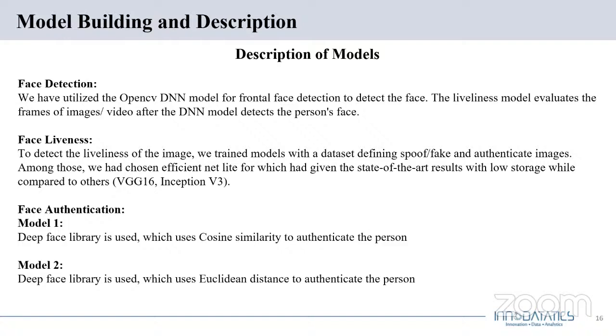So we have used two distances. As we all know, cosine similarity identifies the angular distance between the images, and Euclidean distance identifies the distance between the vectors. Using these distances, it compares the liveliness images with the LMS database system. Moving on to the next slide.